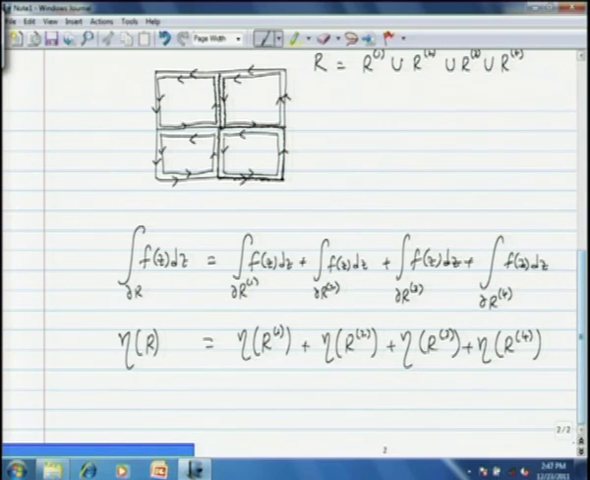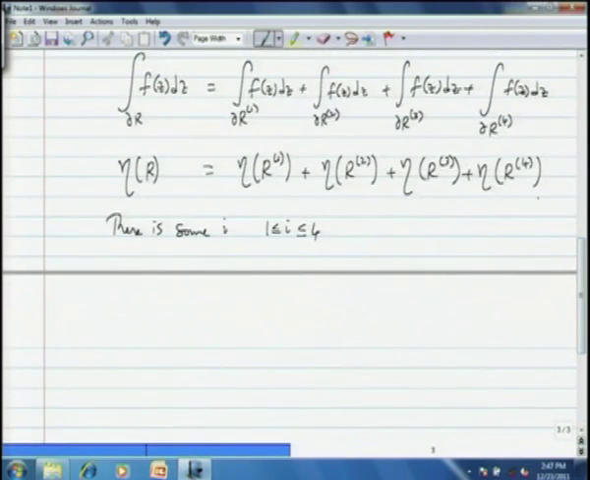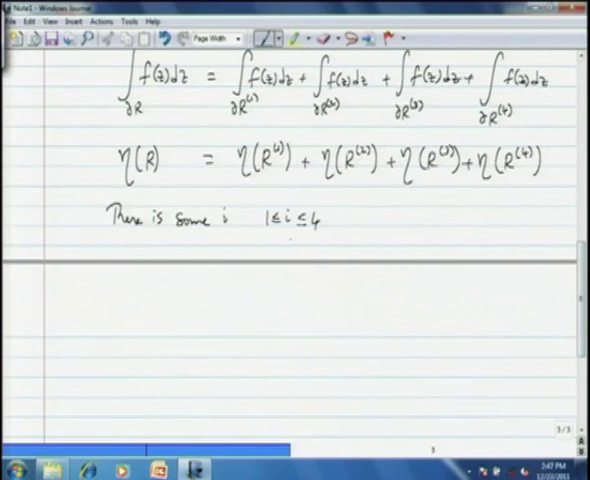So, we can conclude that there is some i, 1 ≤ i ≤ 4. Essentially one of these is at least 1/4 of η(R) in terms of absolute value. So, there is some i such that the modulus of η(R_i) is greater than or equal to 1/4 of the modulus of η(R).